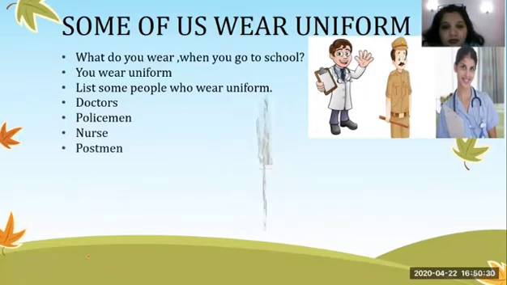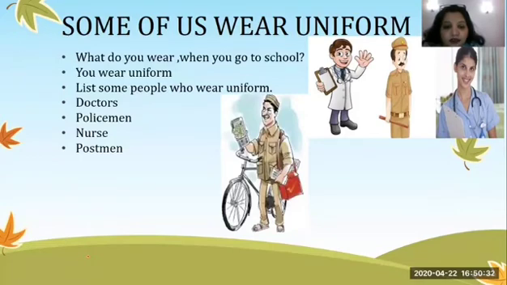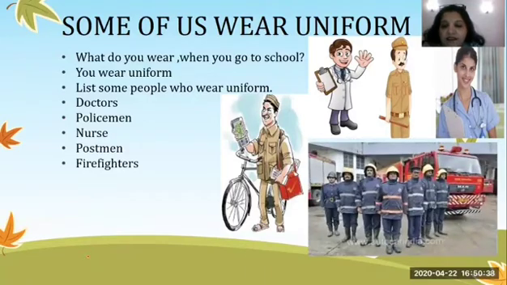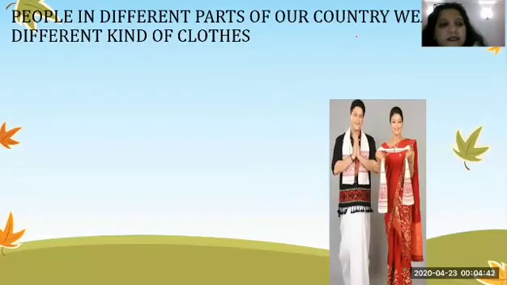Then comes the postman. This is the image of a postman who is going to deliver the letters. Then come the firefighters. These are the images of firefighters. So all these people are found in our society. They help us in one way or the other, and all of them go with a uniform when they go out to work.